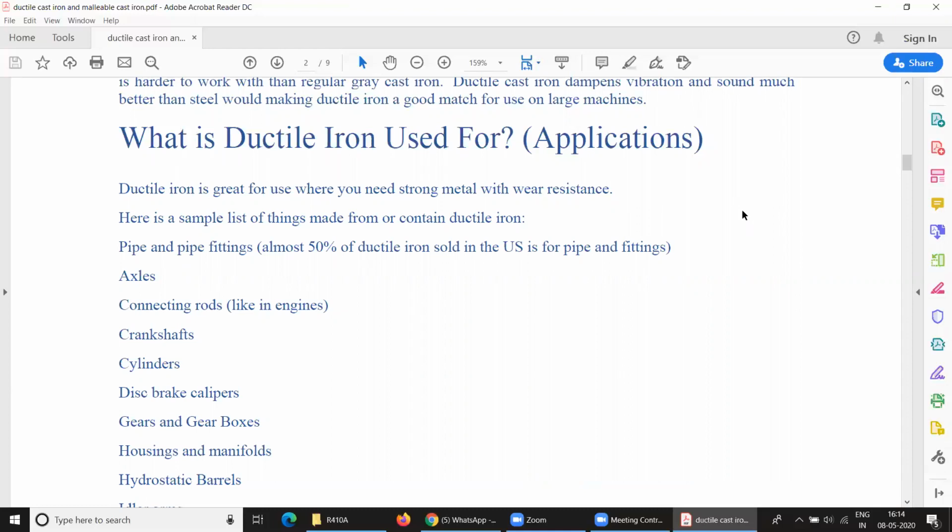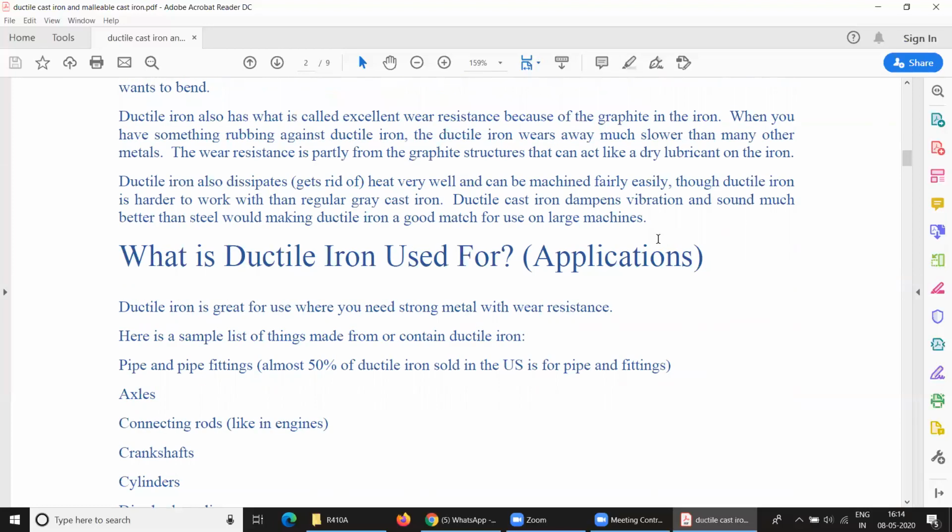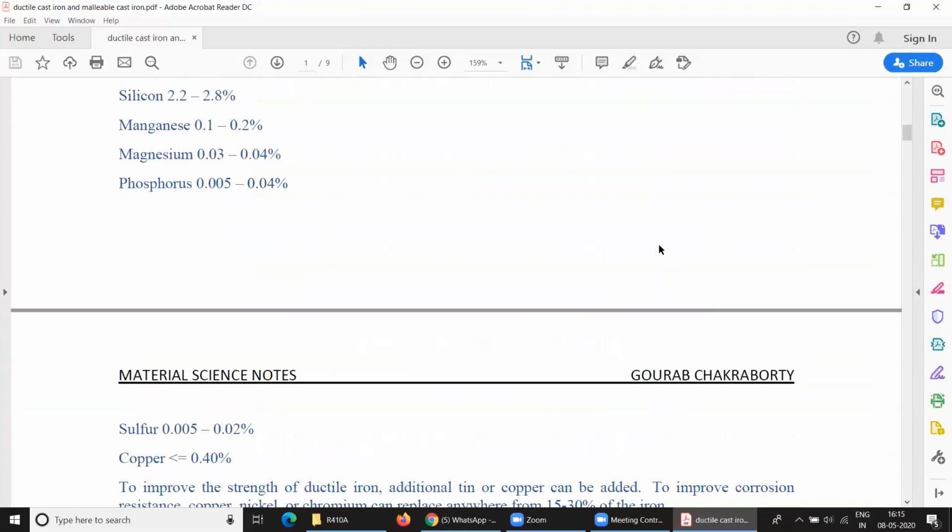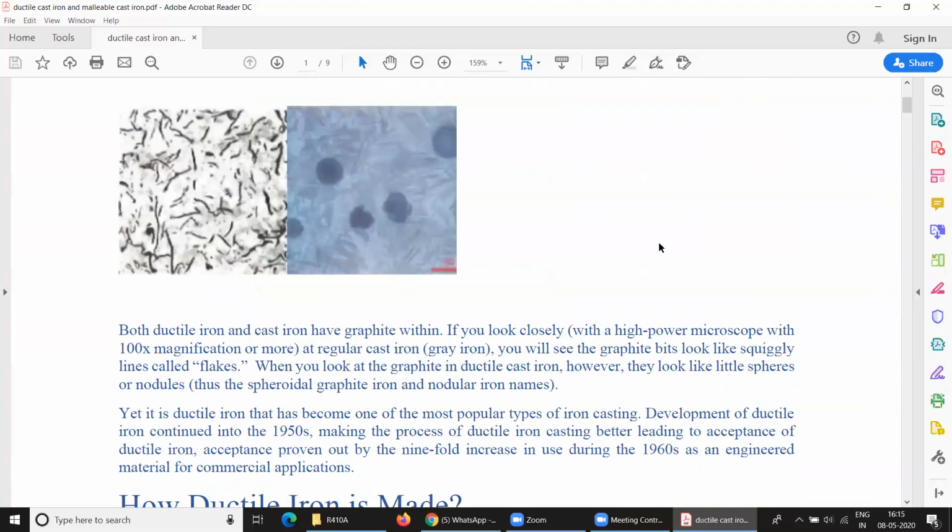So this is the usefulness of ductile cast iron, or you can say the application part of ductile cast iron. Ductile iron is great for use when you need strong metal with wear resistance, the wear resistivity part, as I have also discussed. Yes, and let me take you to the microstructure.